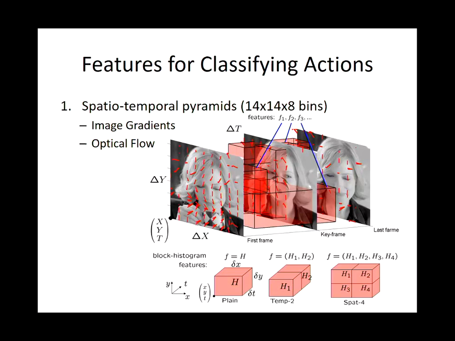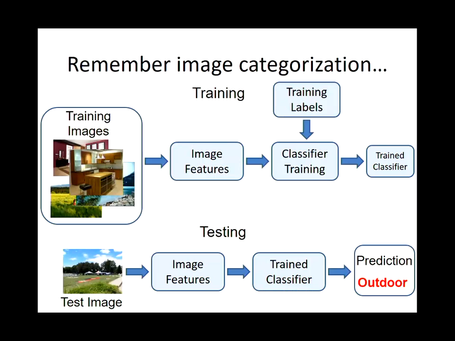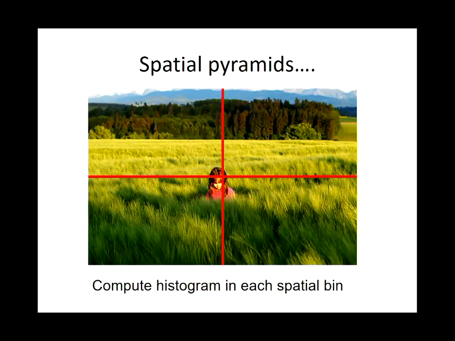So there are several strategies for breaking up the volume and constructing the pyramid, and these are some examples that have been typically used. One is you compute one histogram for the whole volume. Another one is you compute a histogram for the first part and a histogram for the second part, so you have a temporal breakup, and here you have a spatial breakup. Is that understandable? There are many different variations. And there is a trade-off, as was the case with the spatial pyramids. The coarser those things are, the more robust you are to the localization.